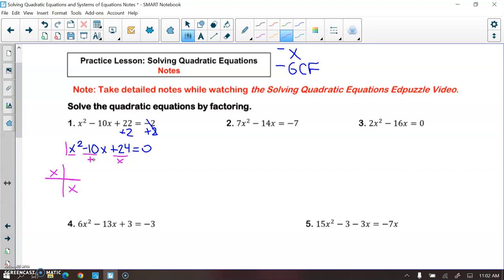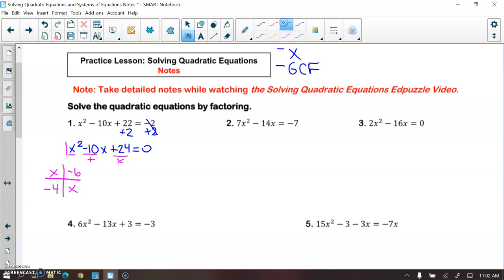So think of your factors of 24. We have 1 and 24, 12 and 2, 6 and 4, and 8 and 3. So the 2 that should kind of be stuck with us for this one is 12 and 2 and 6 and 4. Well, if I do a negative 6 times a negative 4, it does give me a positive 24. And a negative 6 plus a negative 4 does give me a negative 10.